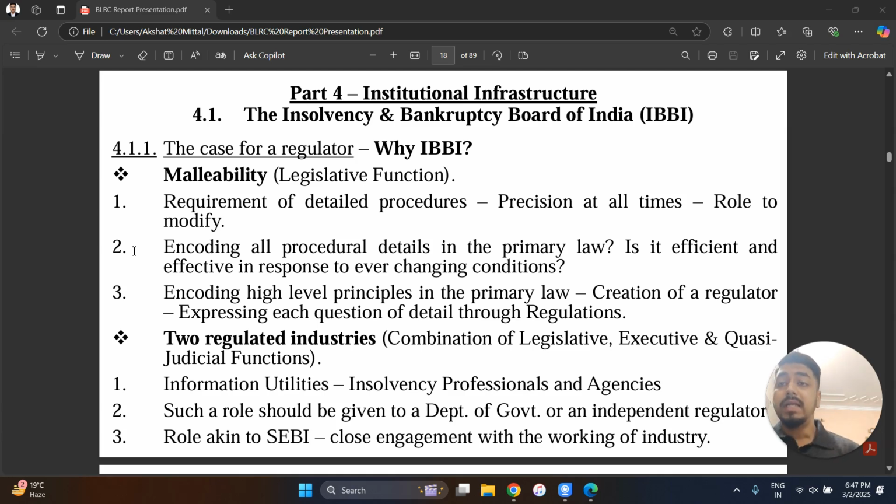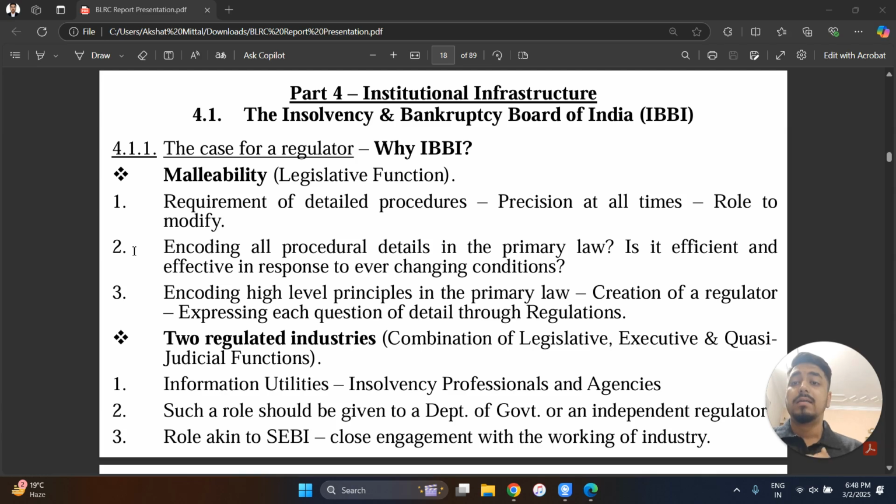So firstly, this committee suggested establishing an independent regulator, which is now the Insolvency and Bankruptcy Board of India, the IBBI, and how this IBBI was recommended by this committee, we'll take a look at that now. So, the committee has made a case that there should be an independent regulator. Why? Because this independent regulator will have a legislative branch, an executive branch, and also a quasi-judicial branch.